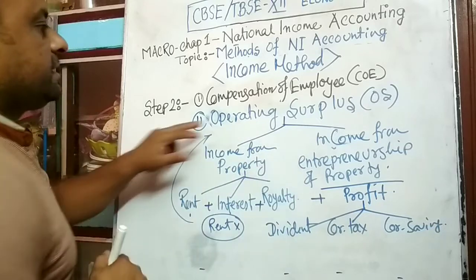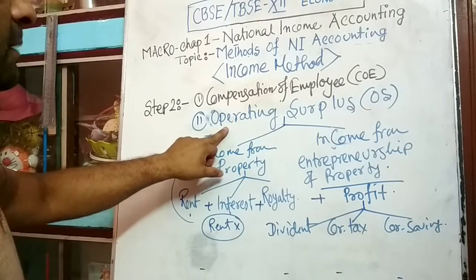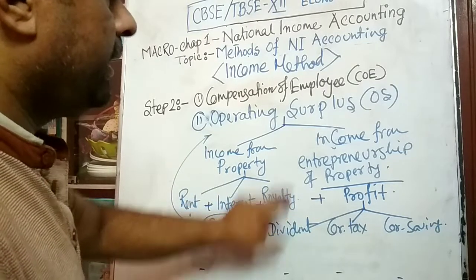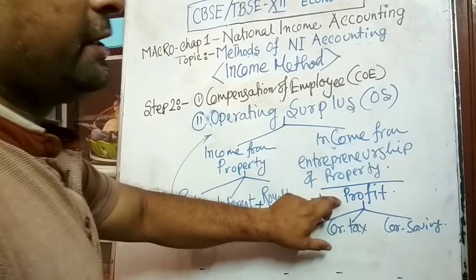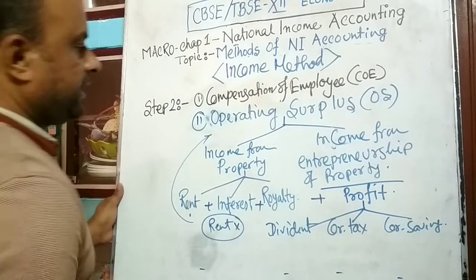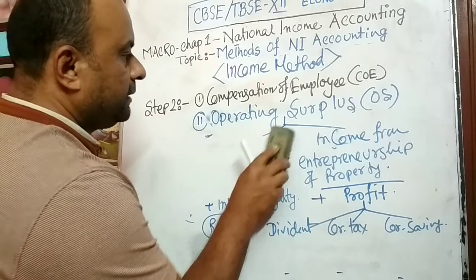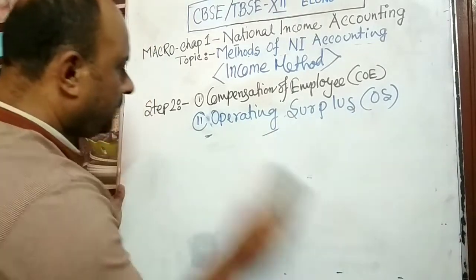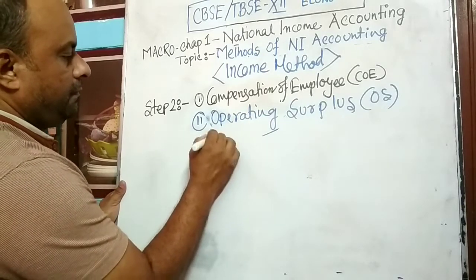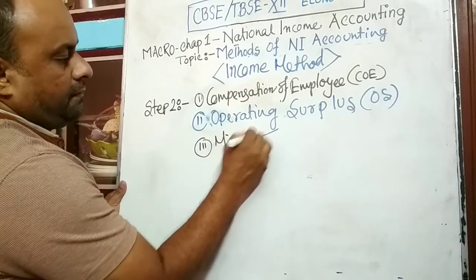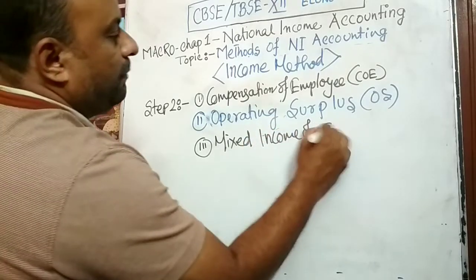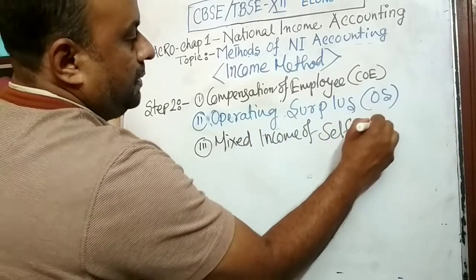Okay. So the second term we get, operating surplus, has two parts: income from property, which is rent, interest, royalty, and income from entrepreneurship, which is profit. By adding these we get operating surplus. Second term we got. Then the third one. Third one is mixed income. Mixed income of self-employed.